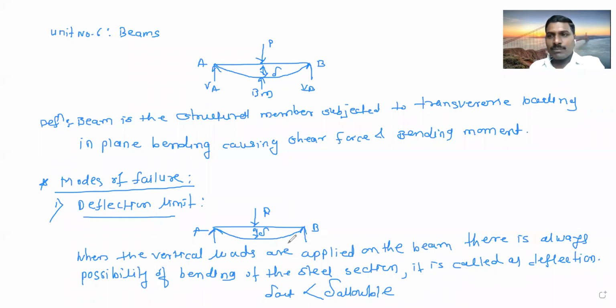If a simply supported beam is there, how much is the standard deflection for a simply supported beam? Anyone can tell me? If this particular simply supported beam is there, this deflection value delta, how much is the standard value for this simply supported beam?